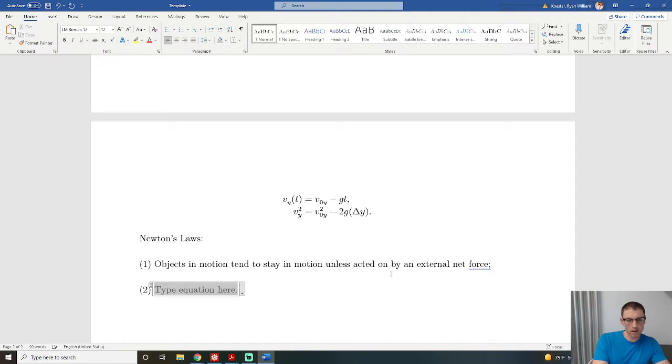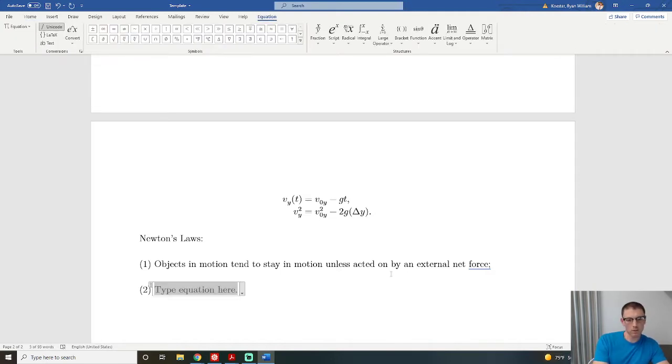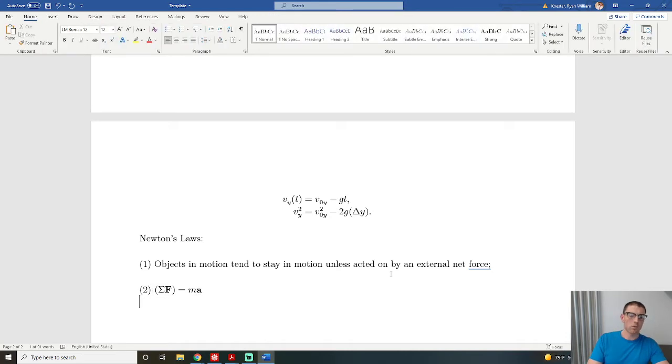Now, the second law, though, is kind of everything, right? The way that I would write this is I would just use a sigma to denote the sum, and this is a vector, of course, and this equals ma, where a is also a vector. We're just talking about the net force on an object, and that this is equal to its mass times its acceleration vector. And like I said, this is really where most of the practical use for Newton's laws comes from.